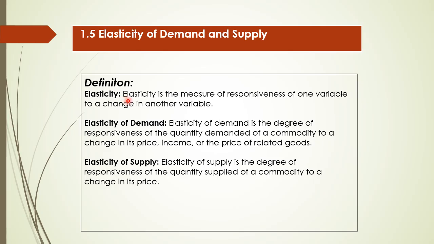So, formally, elasticity is the measure of responsiveness of one variable to a change in another variable. Then we have elasticity of demand. Elasticity of demand is the degree of responsiveness of the quantity demanded of a commodity to a change in its price, income, or the price of related goods. Elasticity of supply is the degree of responsiveness of the quantity supplied of a commodity to a change in its price.